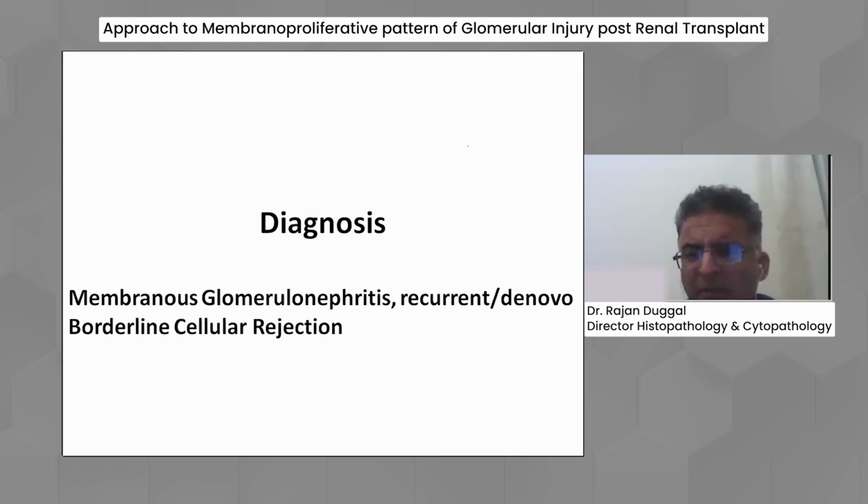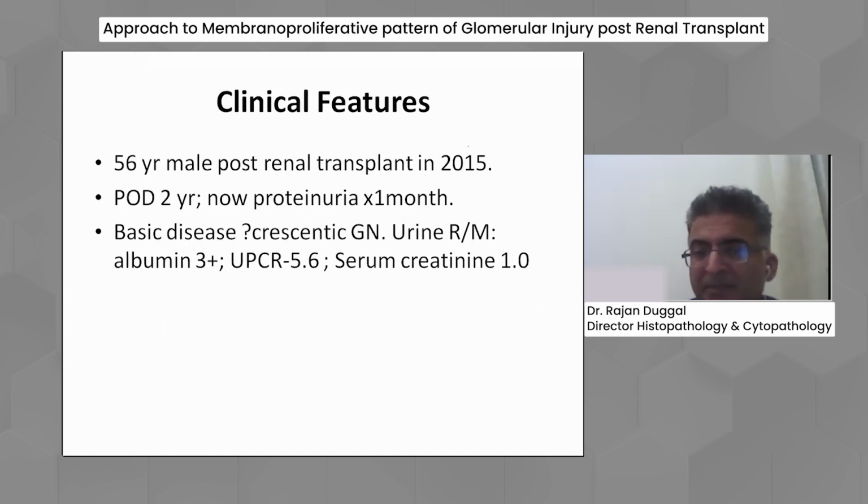So this was a different case of membranous glomerulonephritis. What I want to highlight in this case is that even an advanced membranous can show duplication of the capillary wall, which can give you an impression that there could be an MPGN pattern. So an MPGN pattern can be seen in advanced membranous.